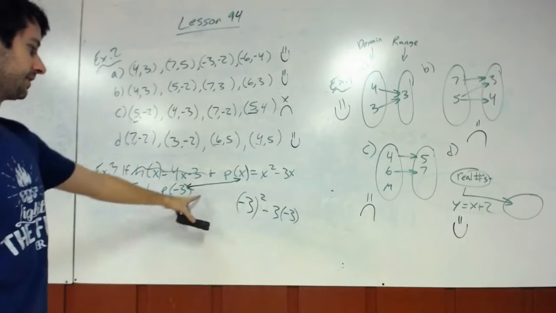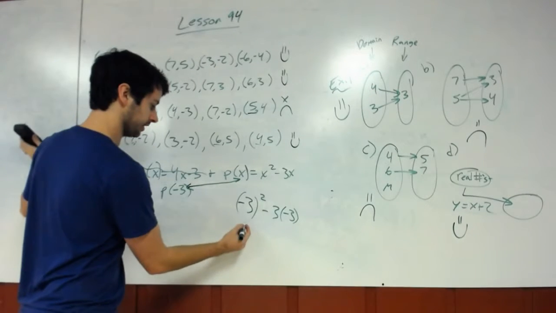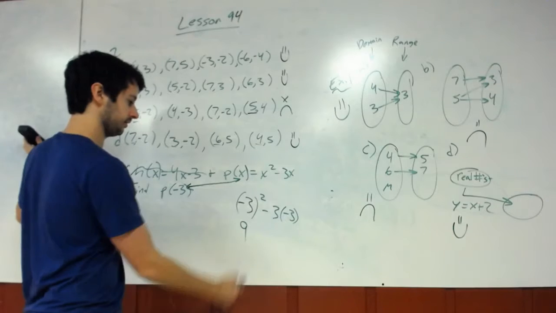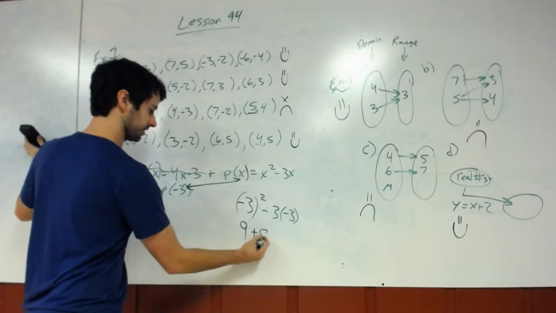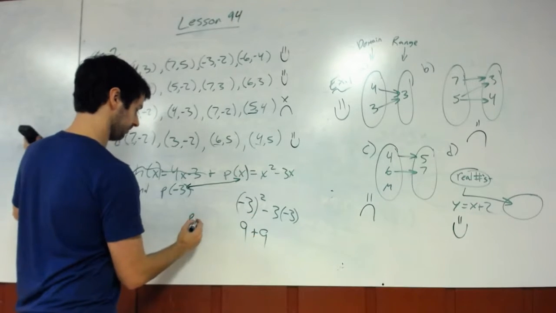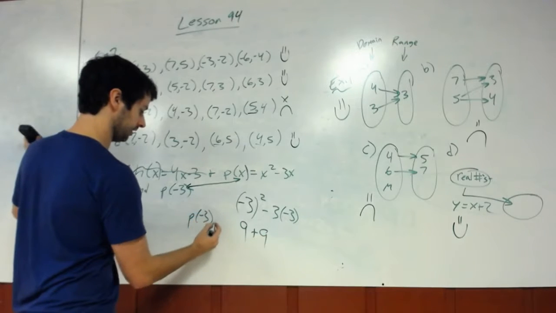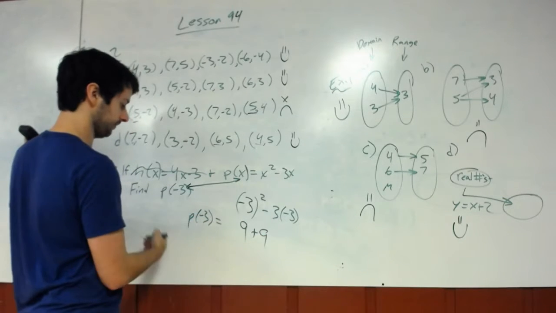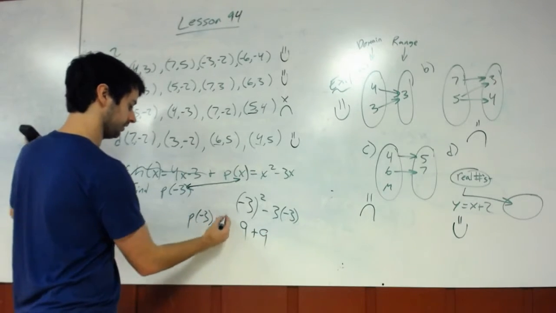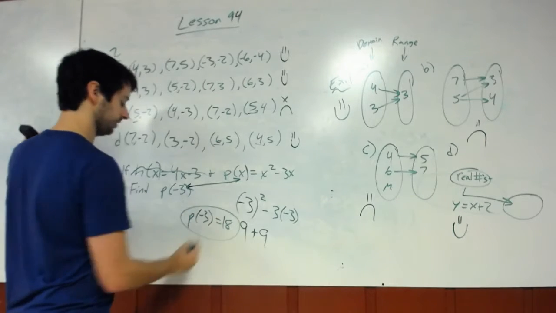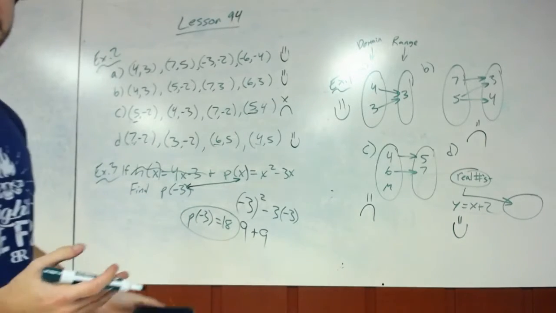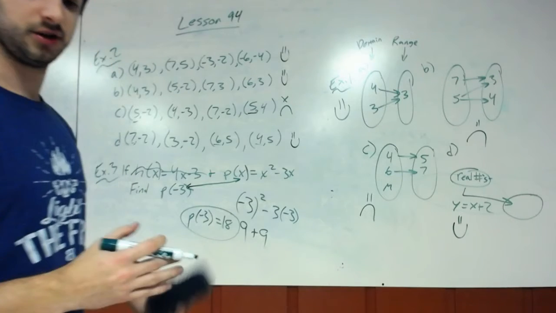But I can solve for p of x, so we do negative 3 squared, in parentheses, 9. That's a positive 9 as well. So p of negative 3 would equal a positive 18. And that's all you do. You're basically just plugging in for x, and that's how you do different functions and domains.